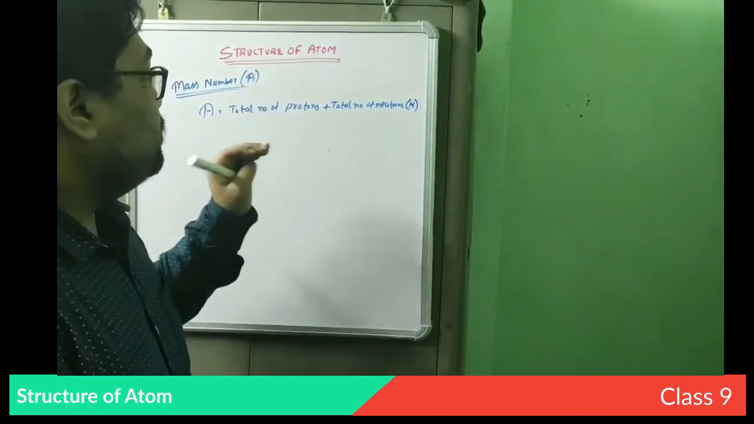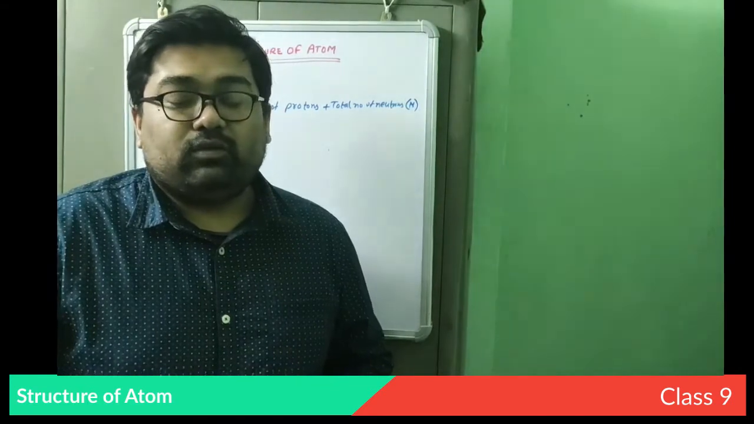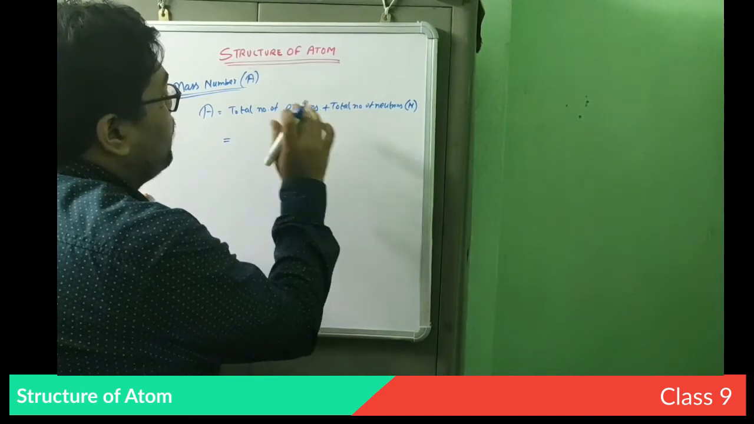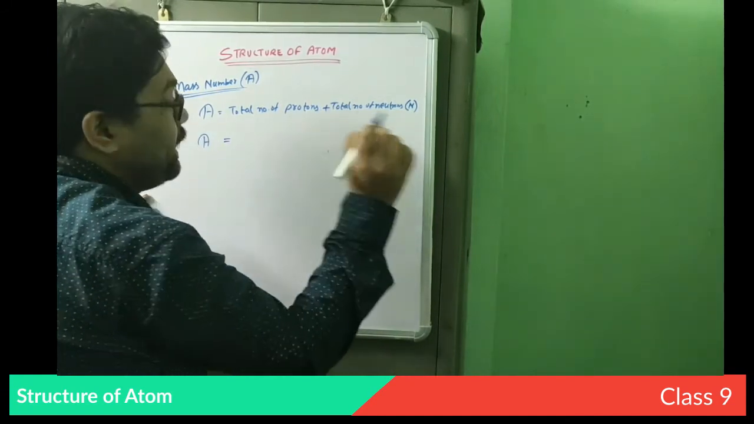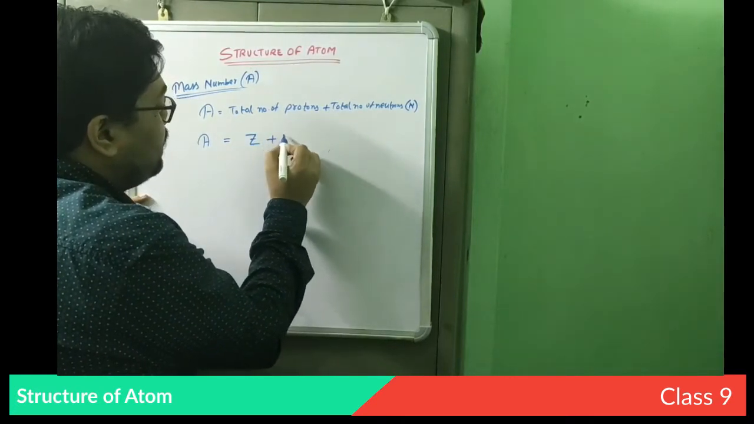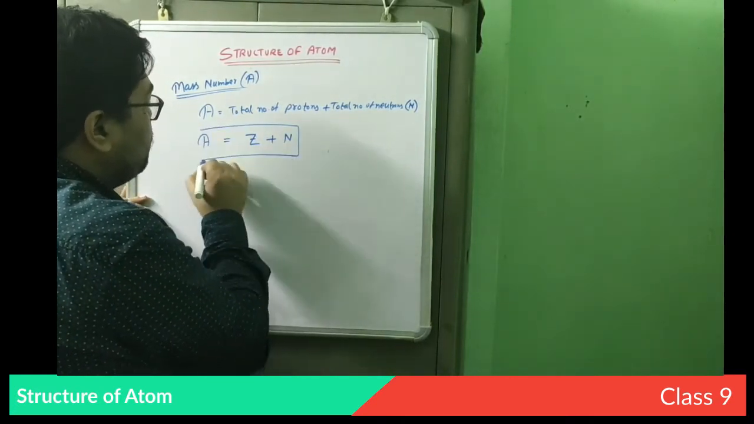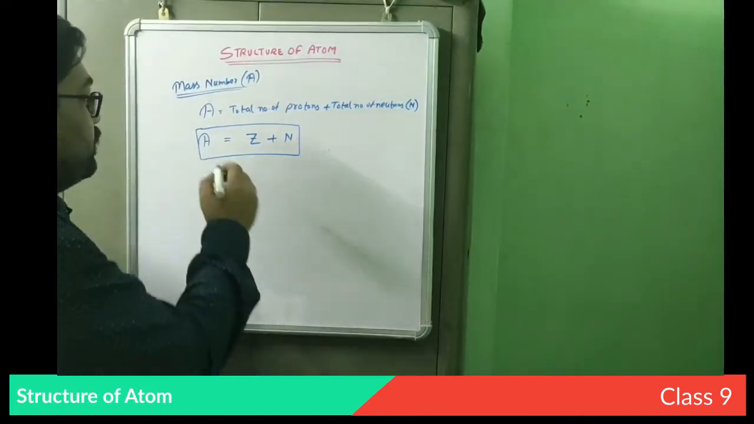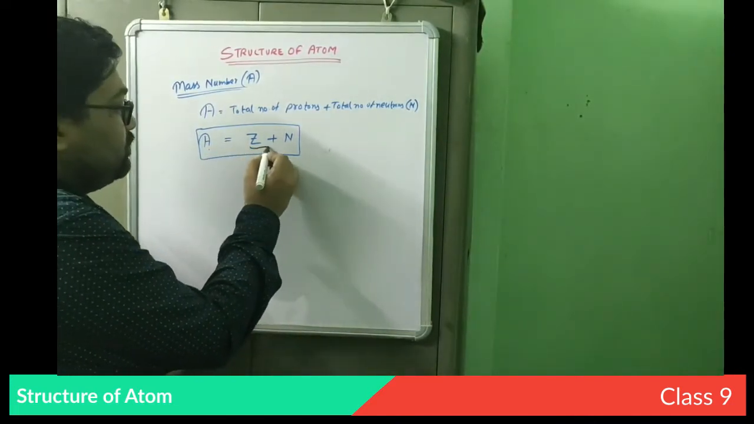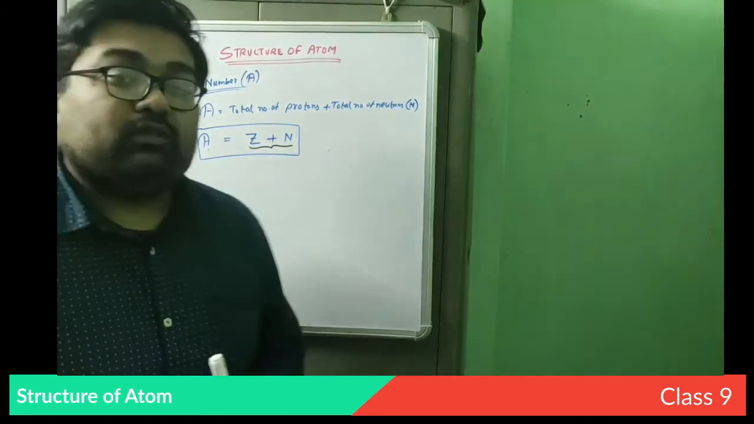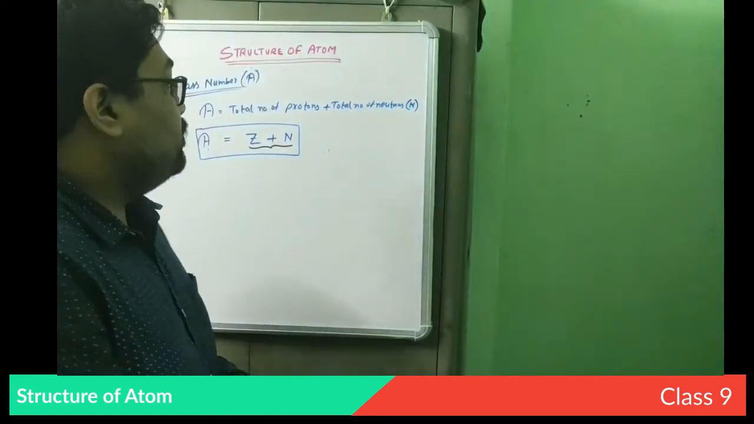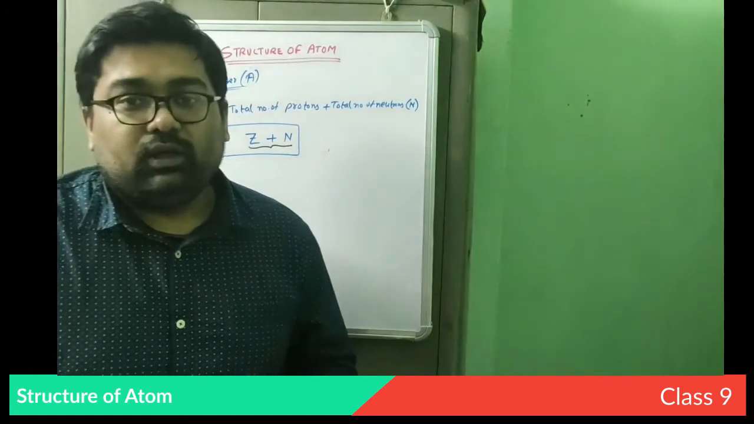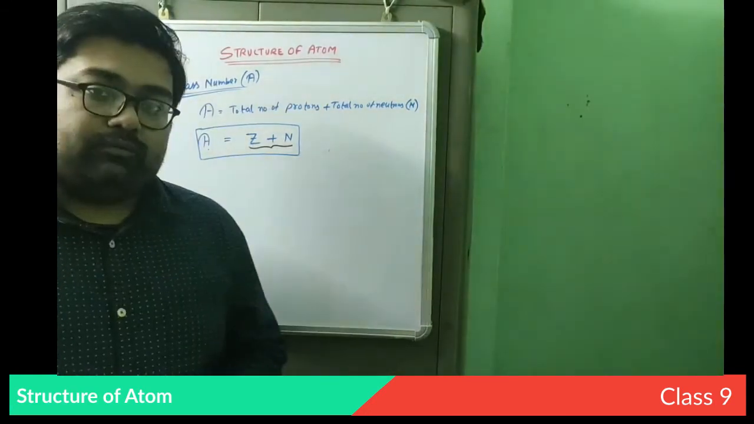Now we have already discussed that the total number of protons is equal to what? Is equal to the atomic number. So we can substitute total number of protons by atomic number. So A is equal to atomic number, that is Z, plus N. So here comes a relation between mass number and atomic number, right? So mass number is the sum of the total number of protons, that is atomic number, and the total number of neutrons present in the nucleus of an atom. So this is the required relation between mass number and atomic number, right?